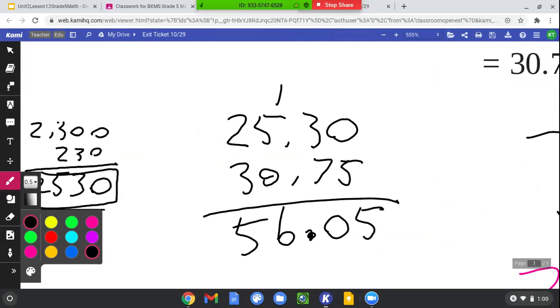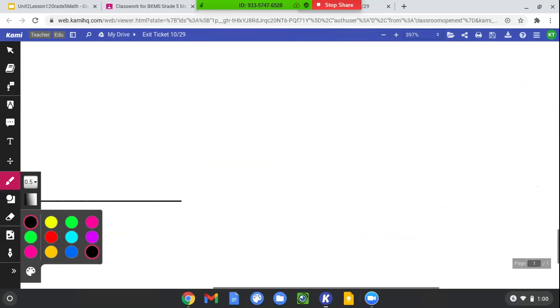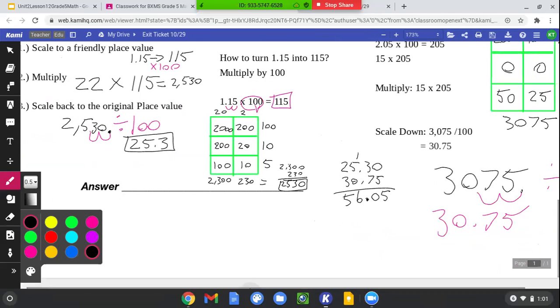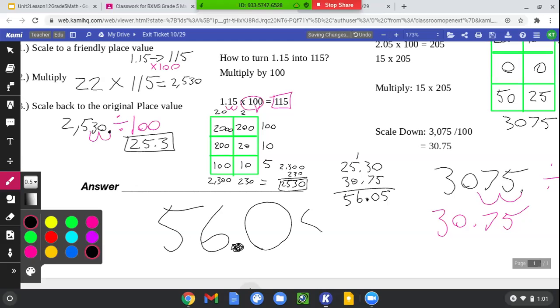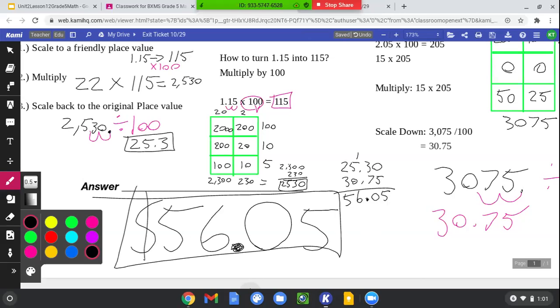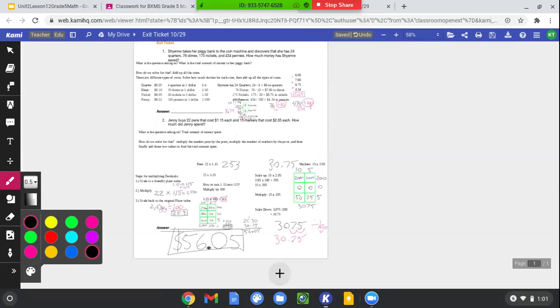6, 5. So she went to Staples or Office Max or Walmart, wherever she went, and she spent $56.05. And scholars, please remember, the dollar sign goes in front of the number. Do not put the dollar sign behind. That is incorrect. It goes in front of the number, $56.05.